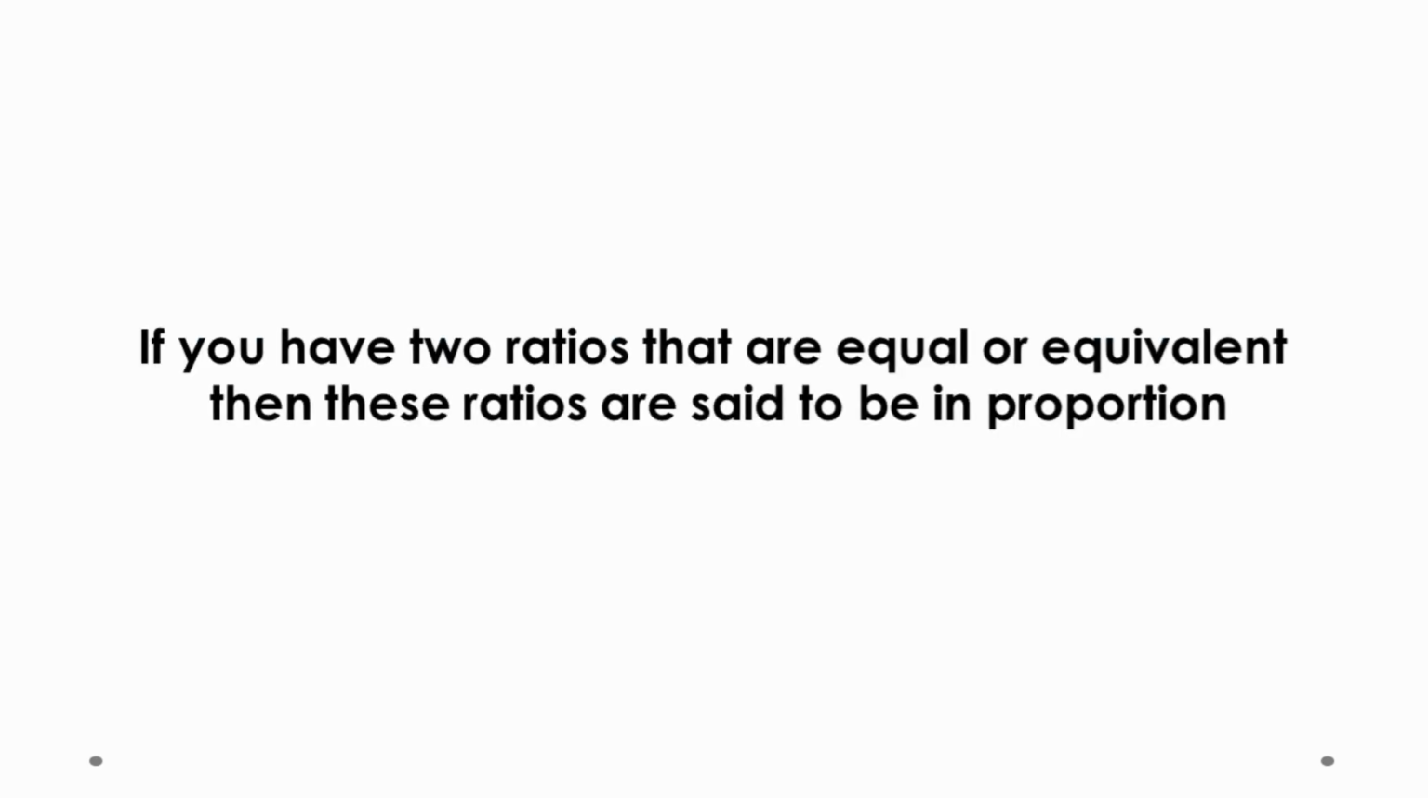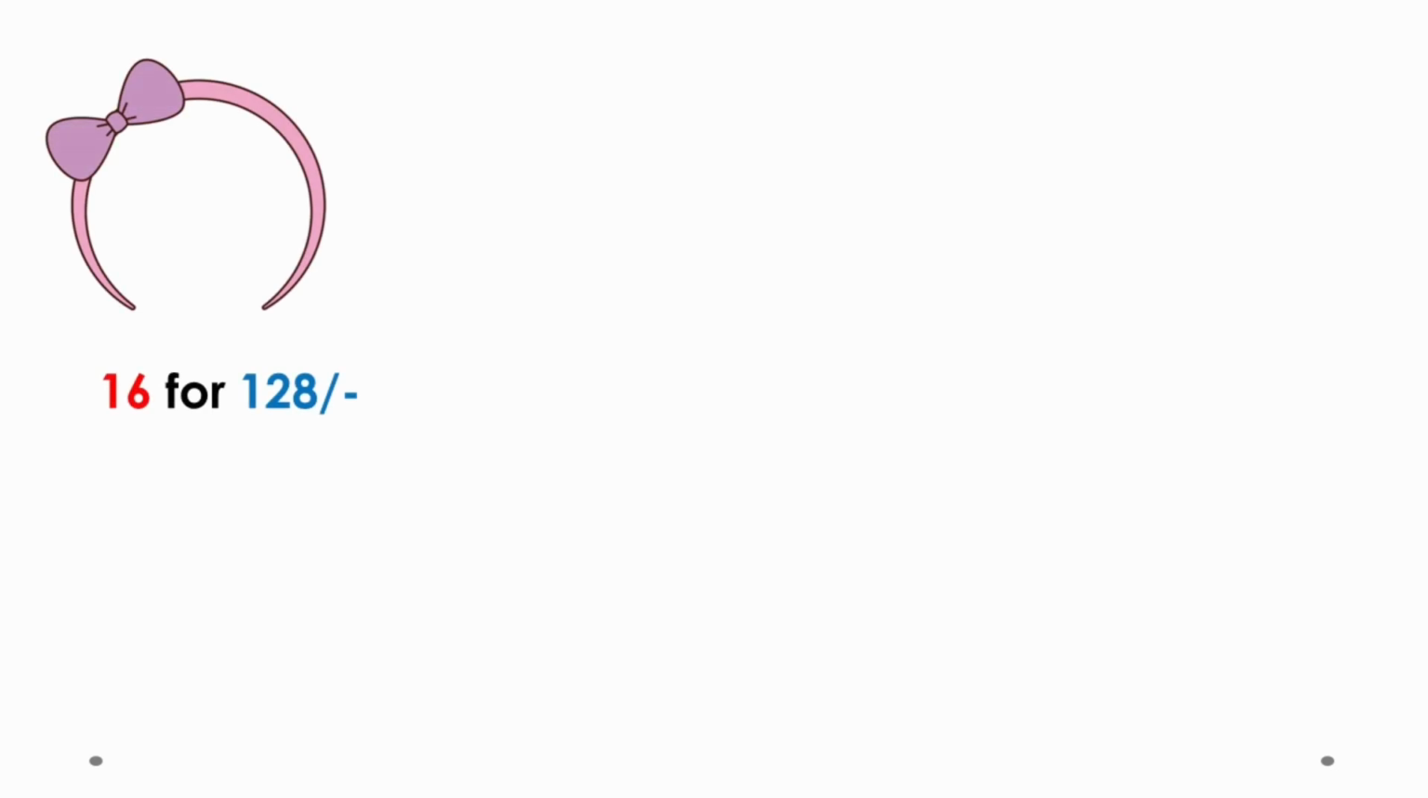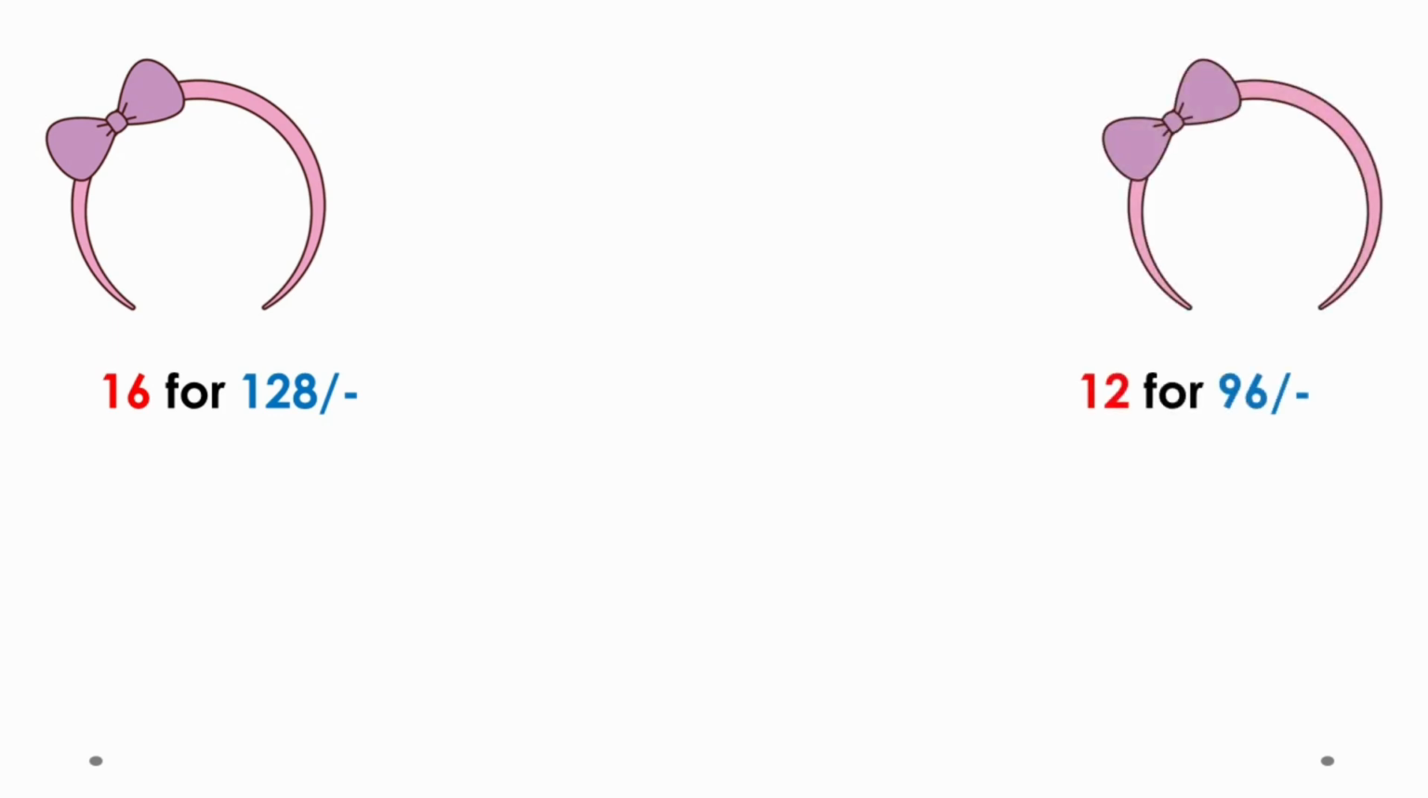If you have two ratios that are equal or equivalent, then these ratios are said to be in proportion. Let us understand this with the help of an example. Ria bought 16 headbands for rupees 128 and Julie bought 12 of the same headbands for rupees 96. Is the purchase of any one of them more expensive than the other? How do we find out?